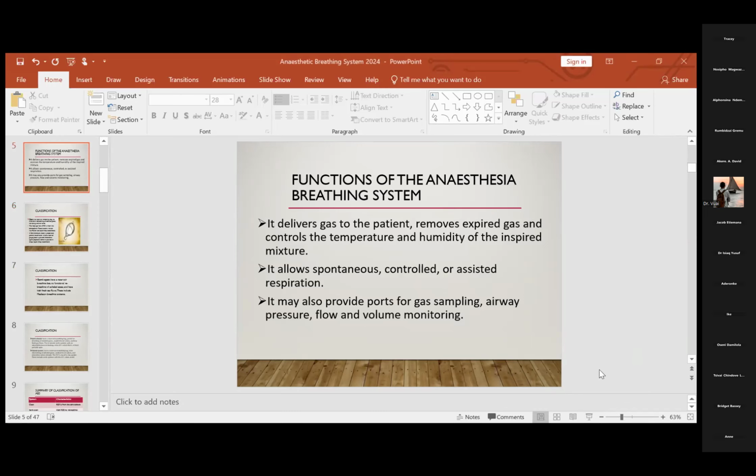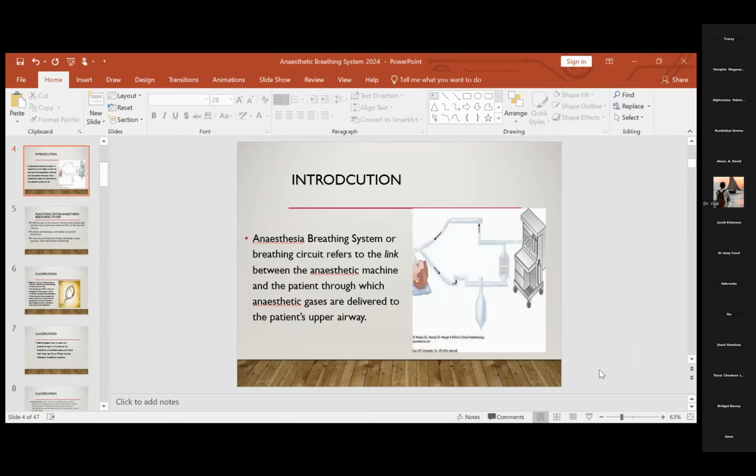Okay, so like I said, the anesthesia breathing system is the link between the anesthetic machine and the patient's airway, through which your anesthetic gas mixture is being delivered to the patient. So all of this comprises the anesthesia breathing system.